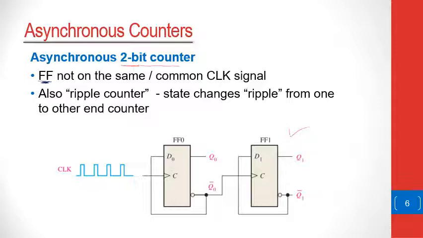And you will notice that the input of the first flip-flop, flip-flop number 0, is going to be from the clock signal. On the second flip-flop, the input is Q not bar, which means the clock signal of the second flip-flop and the clock signal of the first flip-flop do not come from the same input signal. And because of that, this is called an asynchronous counter.